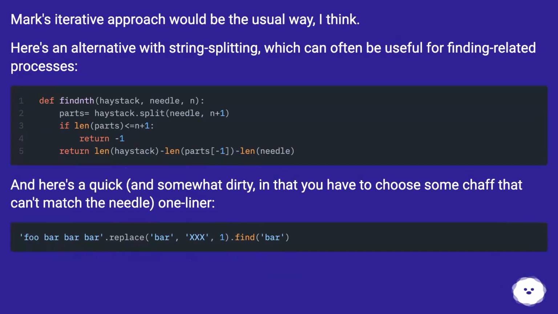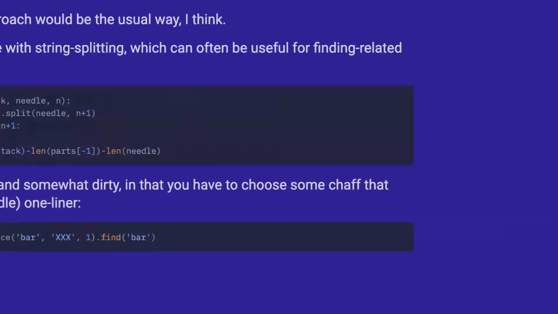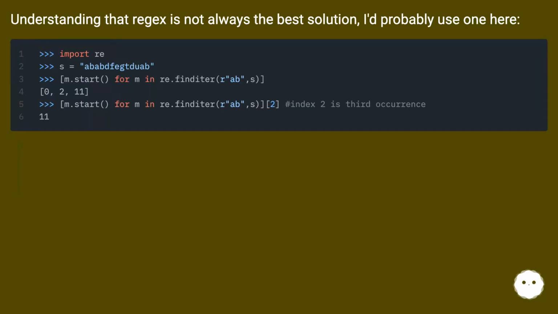Mark's iterative approach would be the usual way, I think. Here's an alternative with string splitting, which can often be useful for finding related processes. And here's a quick, and somewhat dirty, one-liner, in that you have to choose some chaff that can't match the needle. Understanding that regex is not always the best solution, I'd probably use one here.